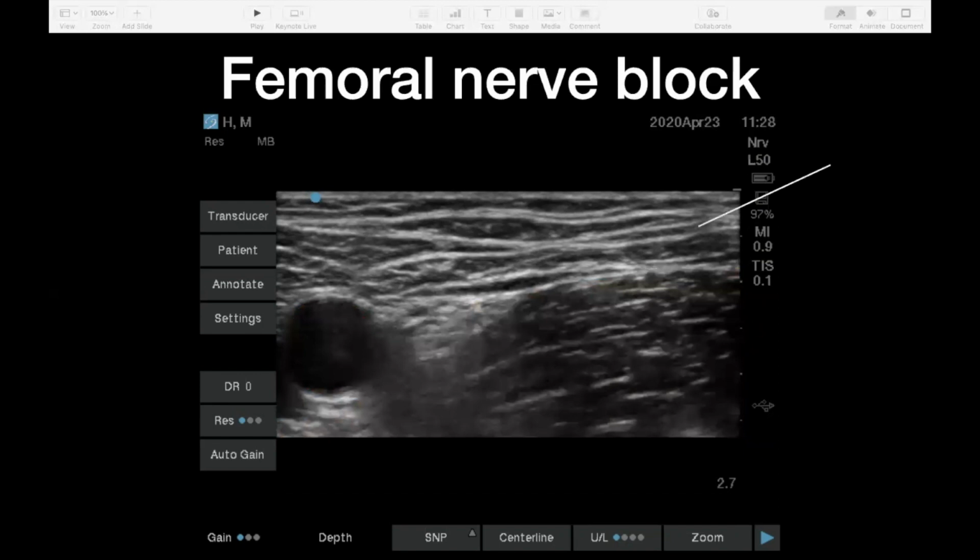So to block that, bring the needle in from the right, go through the fascia iliaca, just under the fascia iliaca, close to the nerve, but obviously not on the nerve itself, and surround it with local like that.